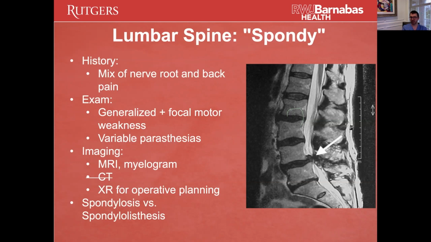And to figure out what's going on with the nerves, it's the same thing. You want an MRI or a myelogram. The X-ray is helpful for operative planning, and that's where we like to get dynamic x-rays.